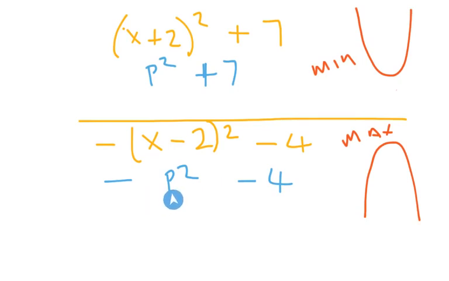Or if p was minus 6, then minus 6 squared is plus 36, and that's minus 36. It's always going to be negative. Minus p squared is always going to be negative, which means you're going to be making this function smaller than minus 4. So minus 4 is the maximum value in this function.